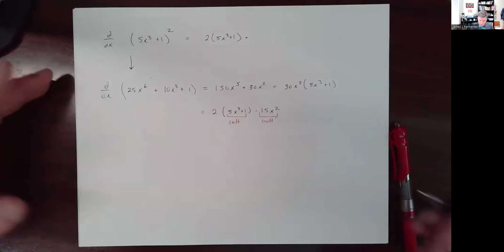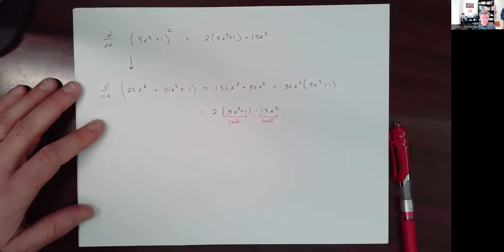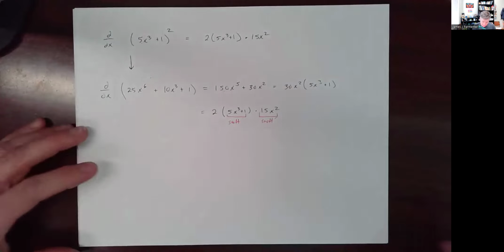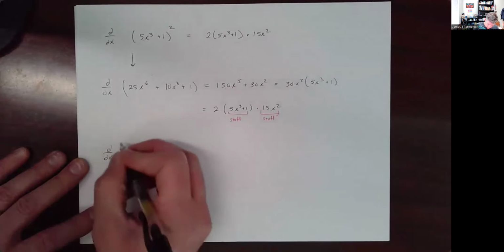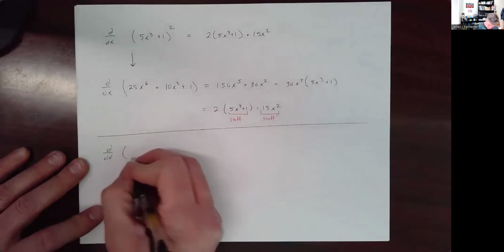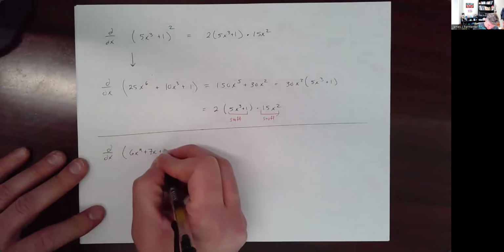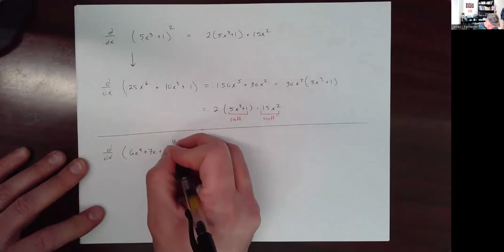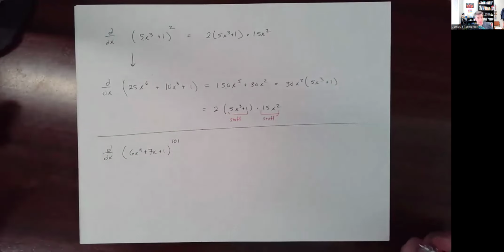You can see, at least from this example, that it seems like the chain rule totally works. And it does. If you had something to a higher power, which you couldn't multiply out, like for example the derivative of 6x to the fourth plus 7x plus 1 to the 101st power, it's technically possible to multiply that out, but you never should ever do it.